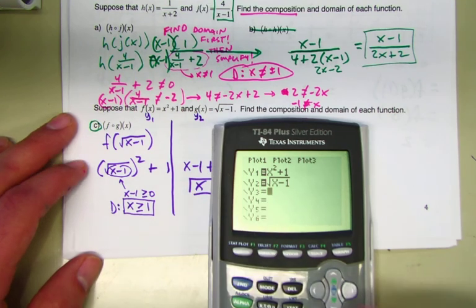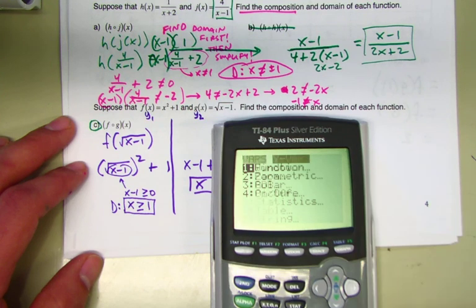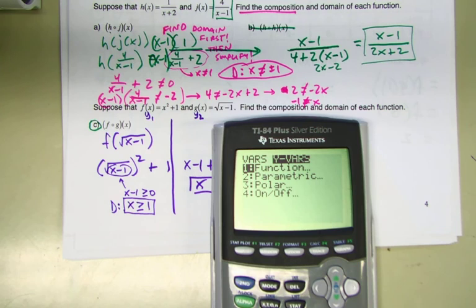So for y3, okay, I'm going to type in not f of g of x, but I'm going to type in y1 of y2 of x. And here's how we do that. If you go to vars, that's one of the buttons that we've learned this year, right? Over to y variables. You guys with me so far?